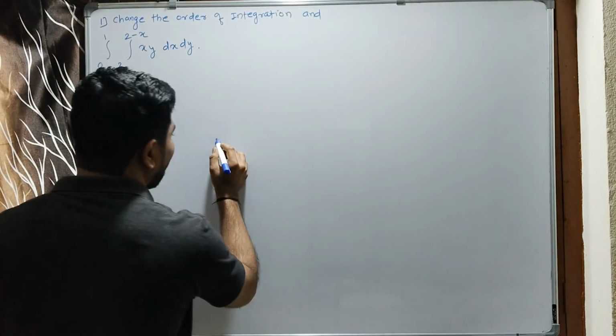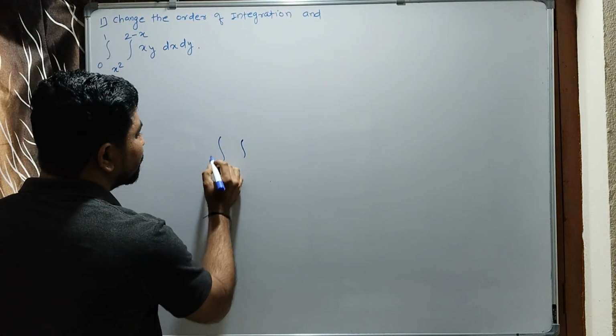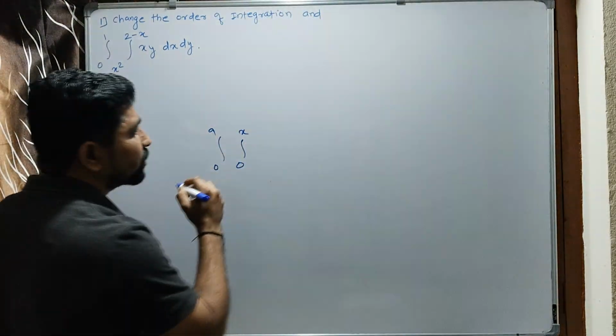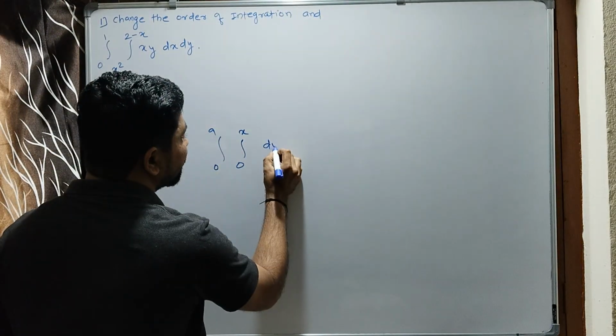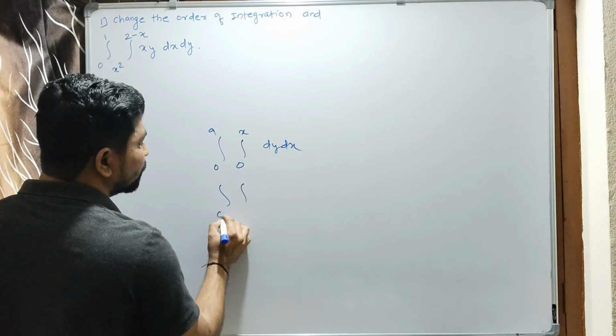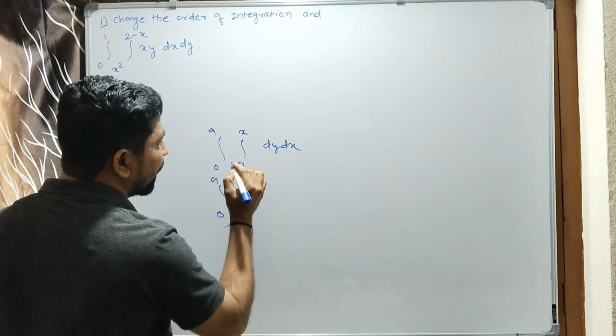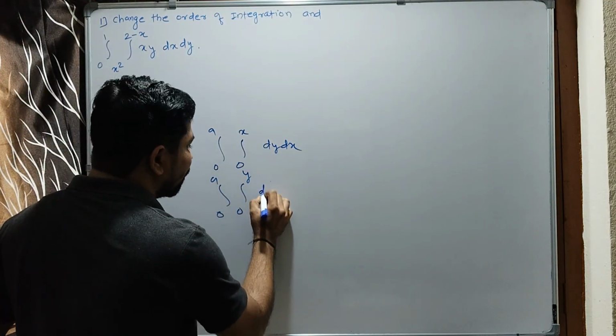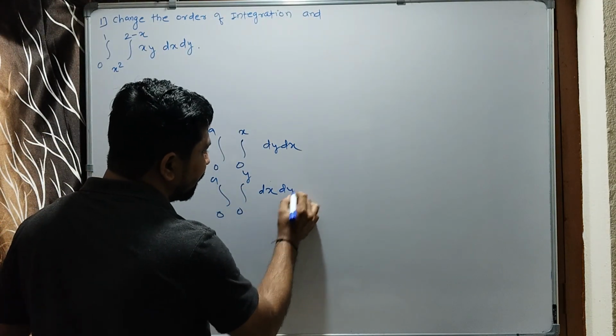As I said in my last video, let's say the limits are 0 to a and the limits of your second integration are in terms of the x variable. At that time, first integrate with respect to y and then dx. If the limits are 0 to a, let's say 0 to y, and the limits of your second integral are in terms of the y variable, at that time first integrate with respect to x and then dy.